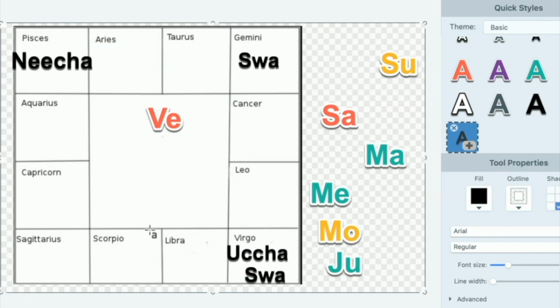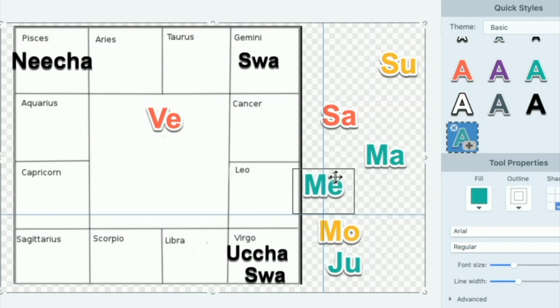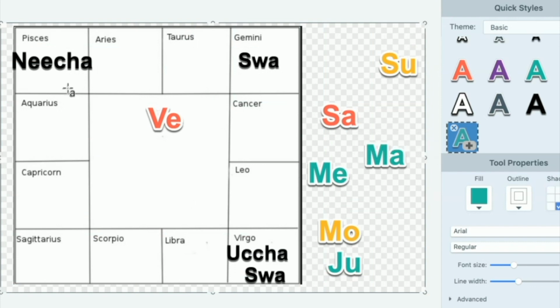Their signs are ruled by Mars. But Venus and Mercury are also not friends. They're also opposite each other because they're exalted and debilitated in the opposite signs. But I have a question here.